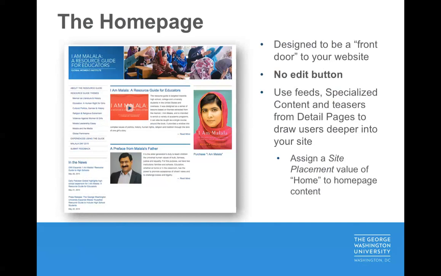Anything that you want to feature on your homepage should be added using a site placement value of home. So I was speaking a moment ago about tagging content with the repeating sidebar. I was referring to site placement with that tag. And in this case, anything that has been tagged with the site placement value of home will show up on your homepage. So again, it's your front door to your website, so you're not going to have an edit button because you're really pulling in content from deeper in your site.